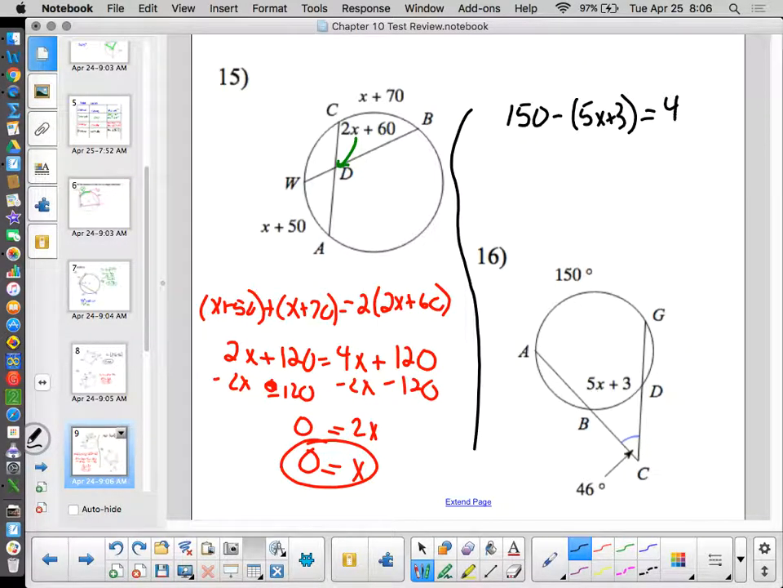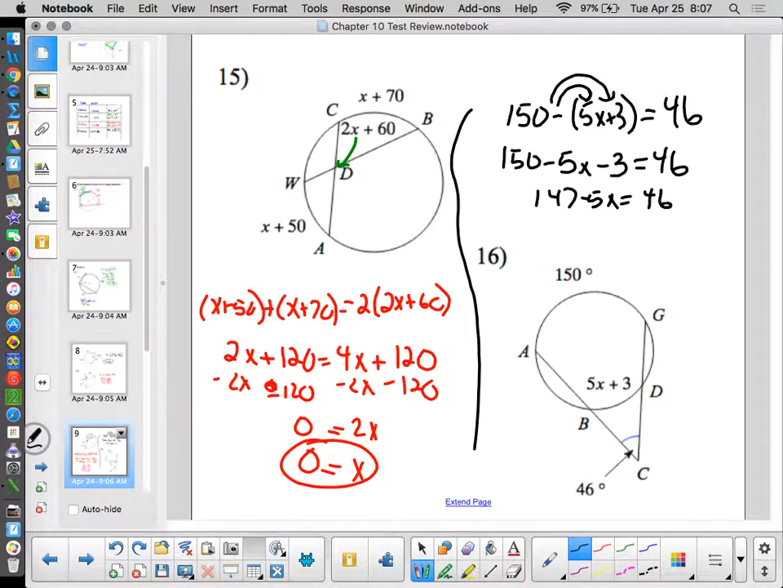equals the angle. Now, algebra reminder. When I'm subtracting a sum like this, I have to distribute that negative sign. So that's 150 minus 5x minus 3 equals 46. So 147 minus 5x equals 46. Subtract the 147.